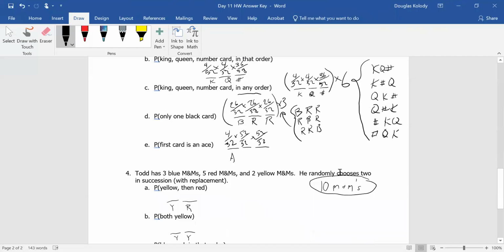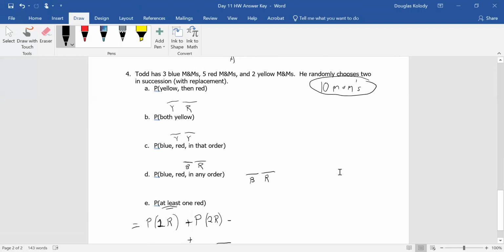All right, last but not least, number 4: you're drawing 2 M&Ms, and I already set up there's 10 M&Ms total. So yellow, then red. There are 2 yellow, so 2 out of 10 times red, which is 5 out of 10. Both yellow. Well, that's 2 out of 10 times 2 out of 10.